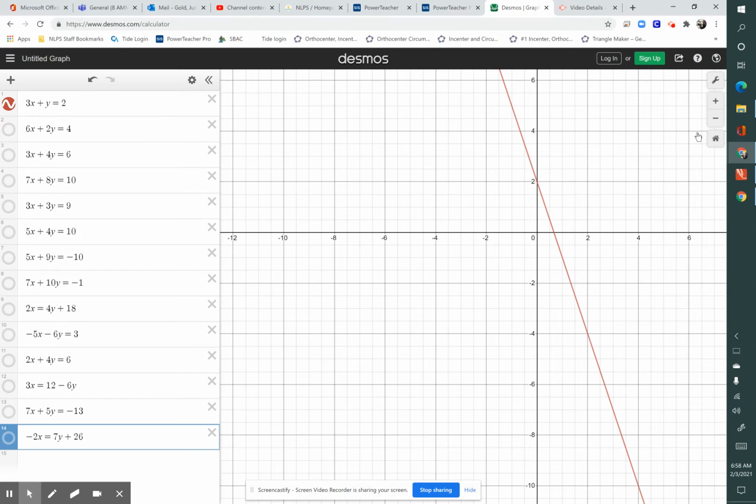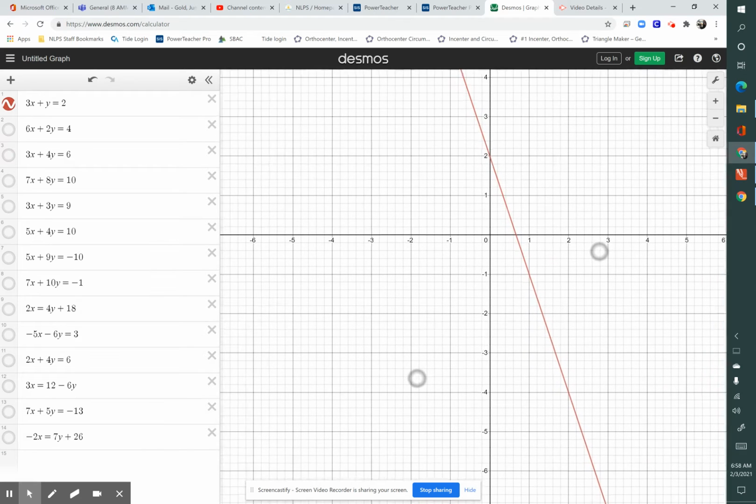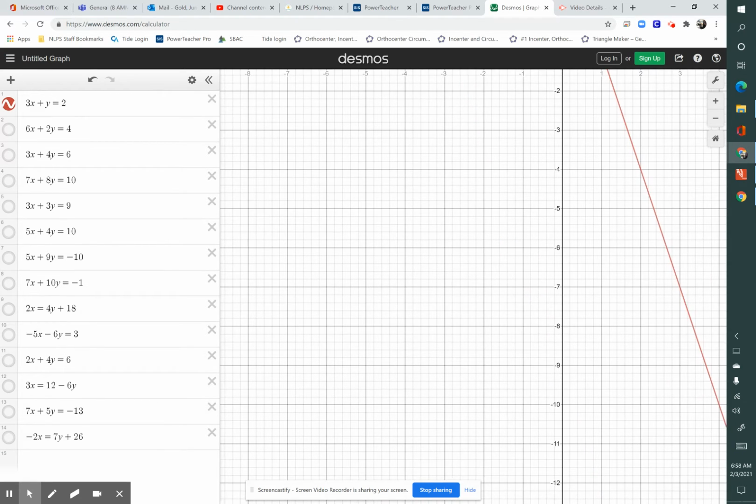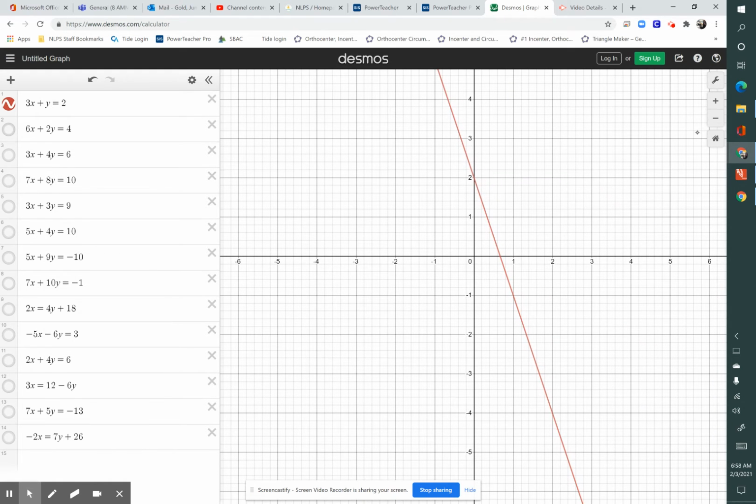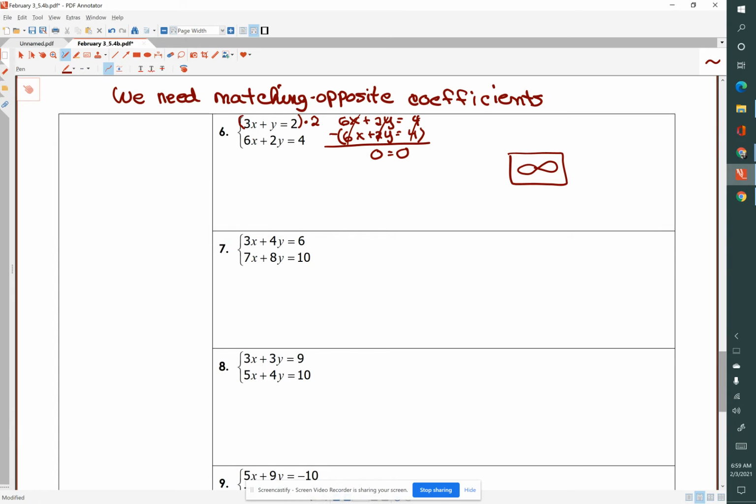So I'll turn off the second equation, and there you see the red line. And it looks like it has a y-intercept of 2. Right there, we see that. And let me turn on the second equation, the blue equation, and they are indeed the same line. So an infinite number of solutions for that problem.